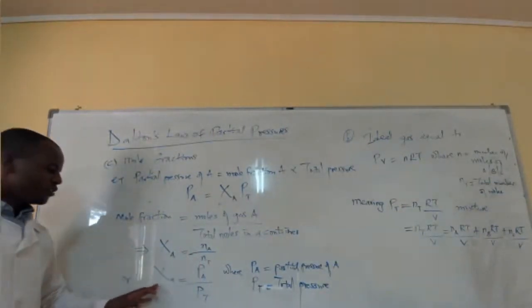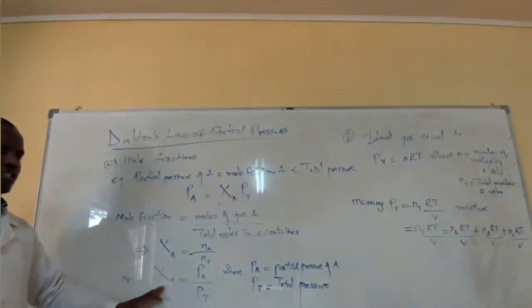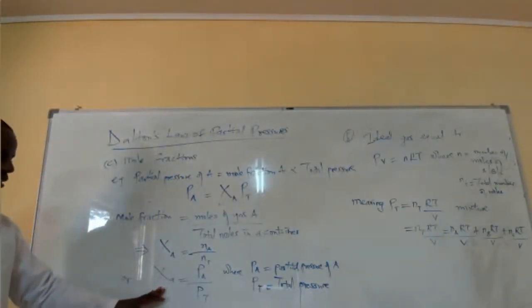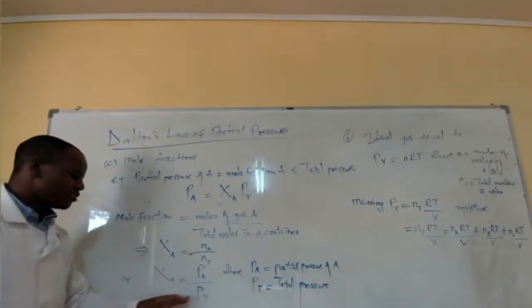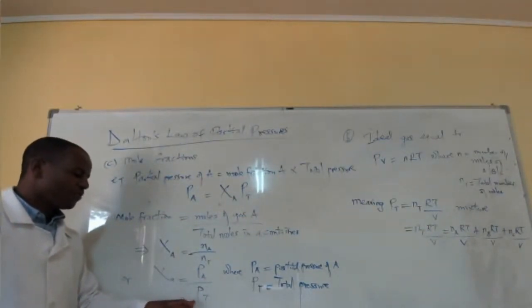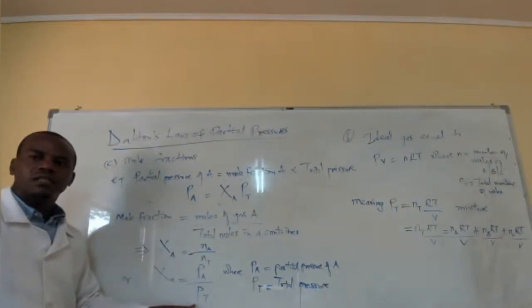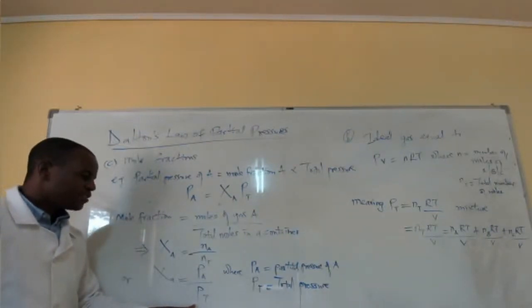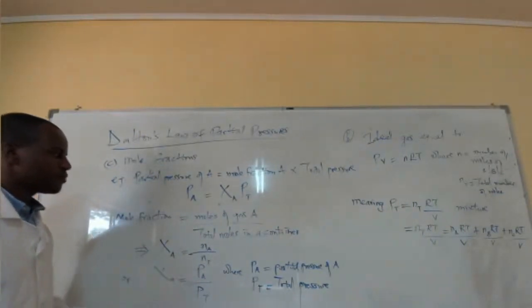We can also calculate the mole fraction using the partial pressures. If you are given the pressures, the partial pressure of the gas divided by the total pressure of the mixture is also able to give you the mole fraction.